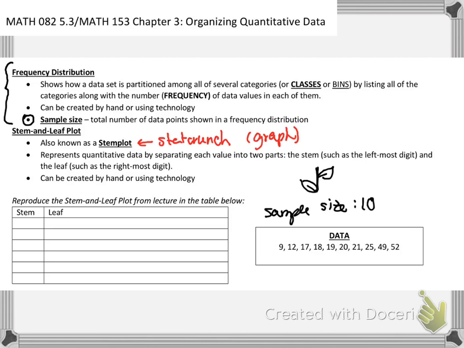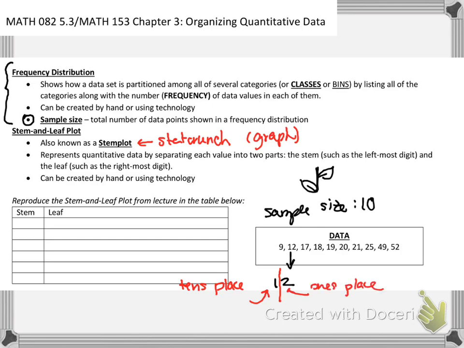How can I make these into stems and leaves? Well, what we're going to do is take each number, for example 12, and cut it into two parts. And this upper part, if you remember from elementary school, we call the tens place, and we call this the ones place.